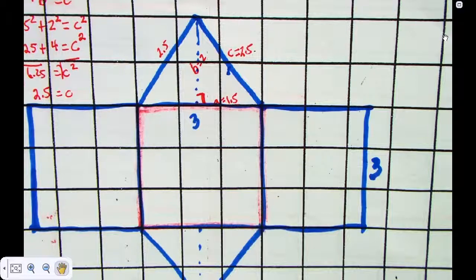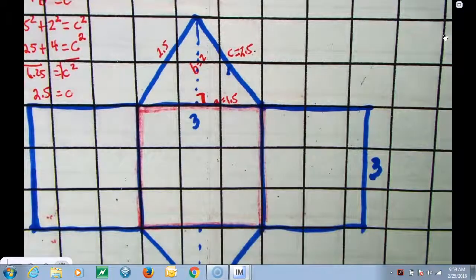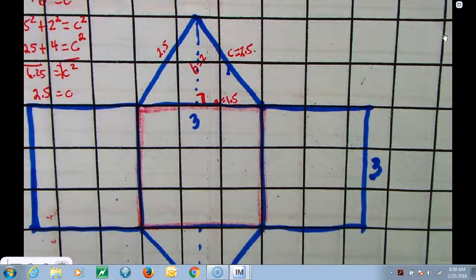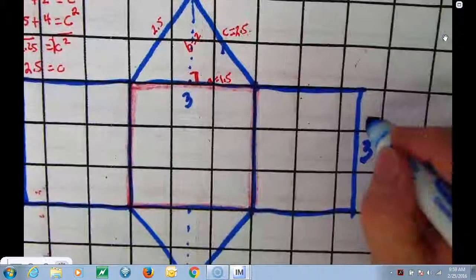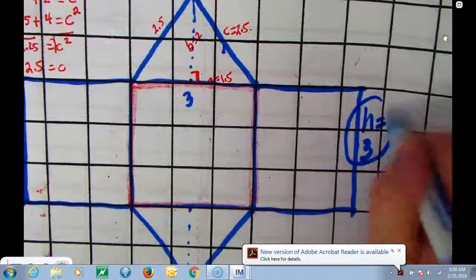Right? Because I've got to do, David, are you listening? I've got to get the base times the height. Okay? All right? So just stop right there. If you can understand that, that's going to help you. So this is the height of the prism. So go right, h equals 3 and circle it.